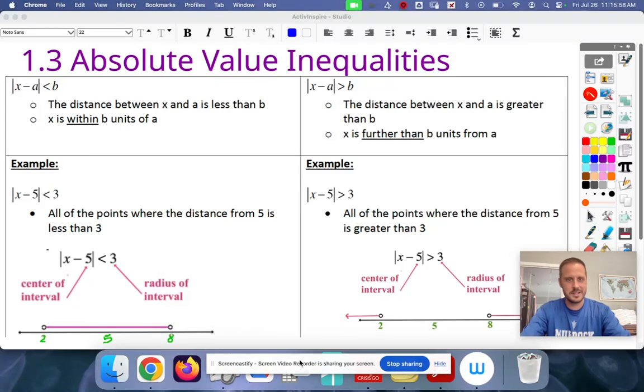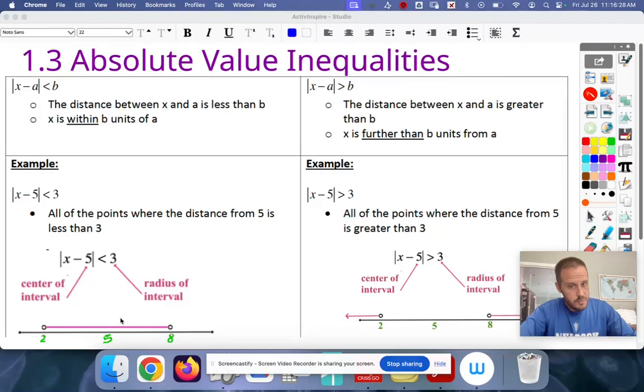All right, let's talk about absolute value inequalities. We just did equations. Now we've got to look at when things are different. So here, the distance between x and a: we're taking x and subtracting some number, is less than b. So x is within b units of a. For example, x is less than 3 units away from 5.